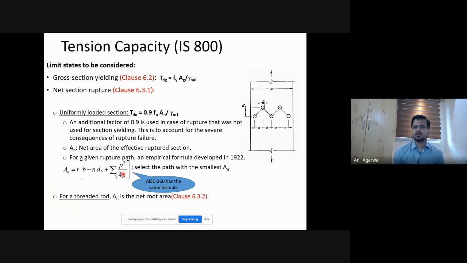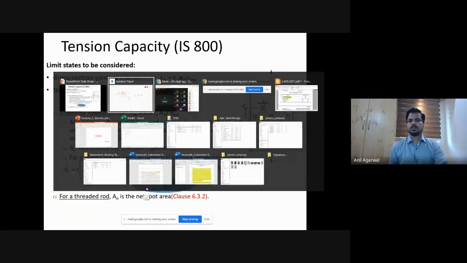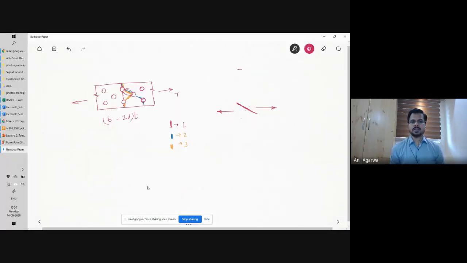Likewise, you keep calculating for all the paths, and then you see which AN governs. So you will get AN1, AN2, AN3, depending on the various paths that you're considering, and then you compare them. If it is a rod and it is not threaded anywhere, then you will take the AG yielding only. But if it is threaded, rod is also often used as a tension member, especially as a brace.